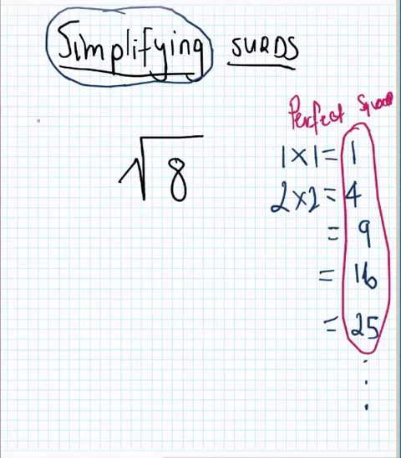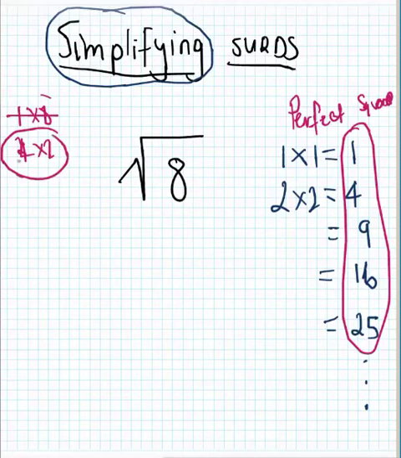Well, first let's write down some of the factors of 8. Well, we know 1 times 8 is 8, and we've got 4 times 2 is 8, or 2 times 4. Anything else you can think of? So I think we'll stop there. Now we can't use 1 times 8 because that won't change anything. Yes, 1 is a perfect square, but you can't actually use it, or it'll stay the same. So I'll cross that one off. So I'll use 4 times 2, and I can see 4 is a perfect square.